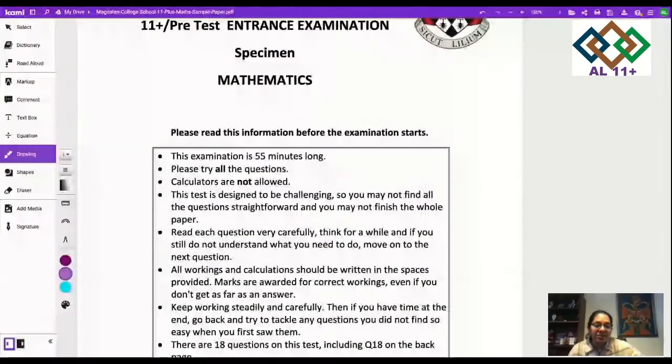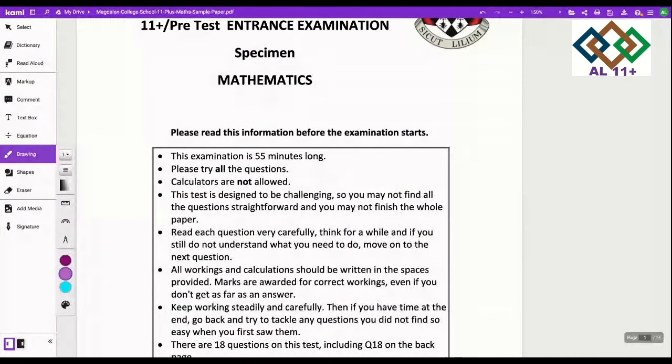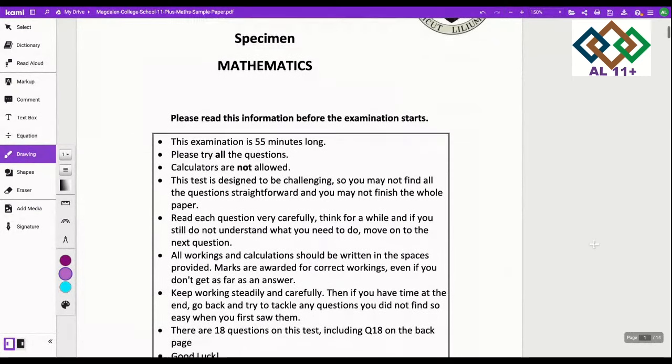This is for the boys and for the children who are giving private school entrances. The paper, as usual, is in the description. I would highly recommend you all to try doing the paper before looking at the answers. So, if you guys are ready, let's start sharing the screen and let's get started. So I will hide myself and let's get started.